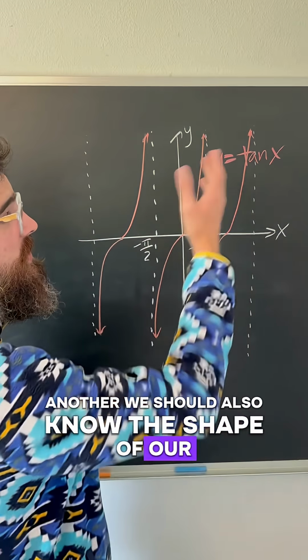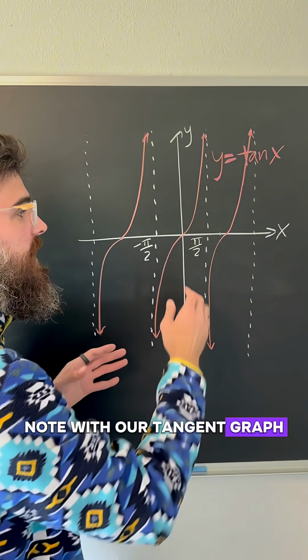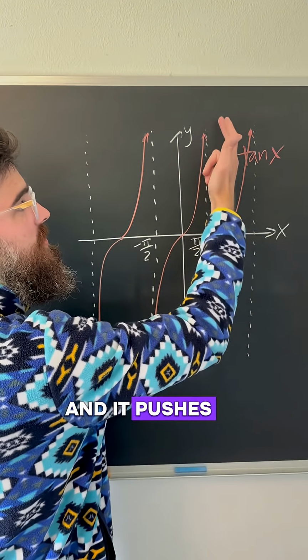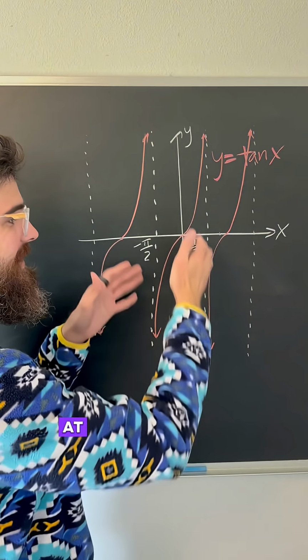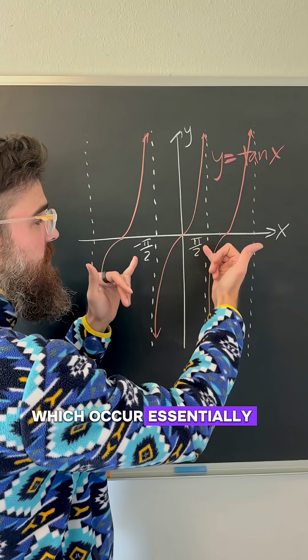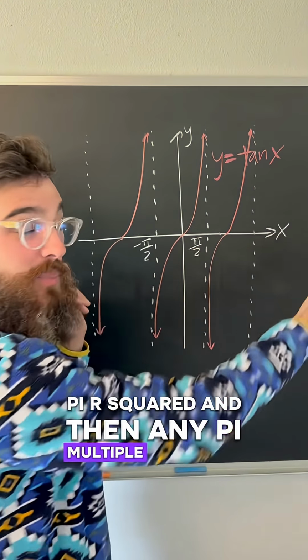We should also know the shape of our tangent graph. Note with our tangent graph, we have this S shape and it pushes to positive infinity and negative infinity at these asymptotes, which occur essentially at pi over 2, negative pi over 2, and then any pi multiple after that.